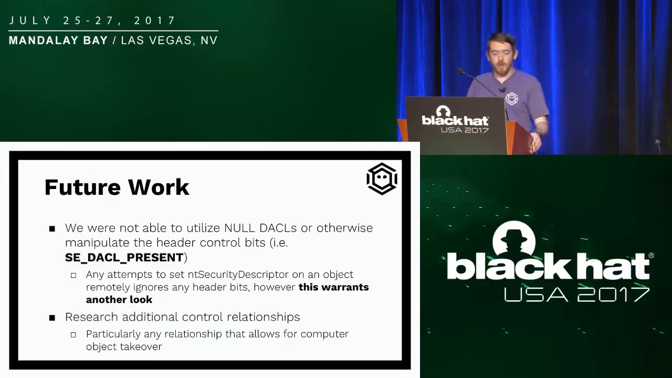Future work: we tried to implement null DACLs for Active Directory objects because we thought it'd be funny. But if we try to manipulate that, and also there's a bit in the header control bits, SE_DACL_PRESENT, any attempts to modify the NT security descriptor in that way on an object remotely, those bits are ignored from what we can tell. So we might be able to do it if we have SYSTEM on a DC, but we can't actually do it remotely. So this warrants another look. We want to look into that.